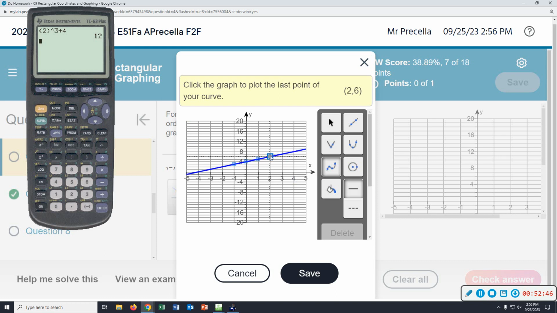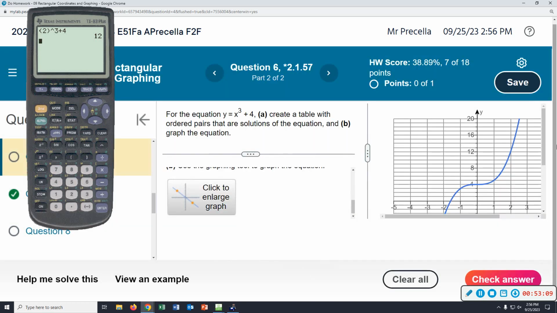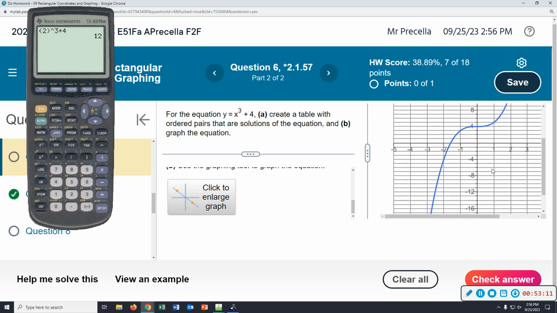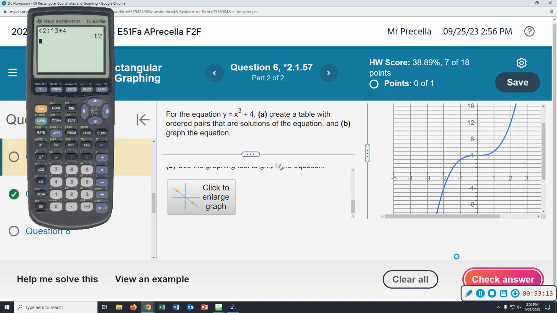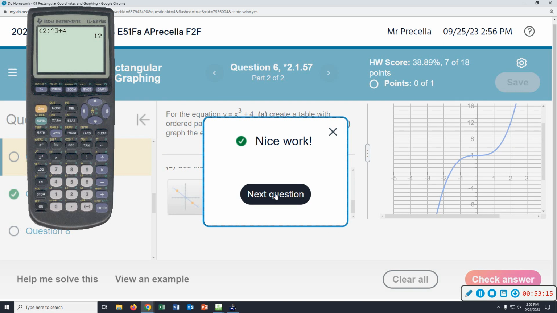Well, what's the last one? 2. Is that it? Click. Notice it's certainly no longer linear. At 5, I said you'd be up at 129. And so these sides of cubics, you should expect the sides to be extremely steep. Save it. It transfers it back over here to the original grid. Check answer. Any questions there?